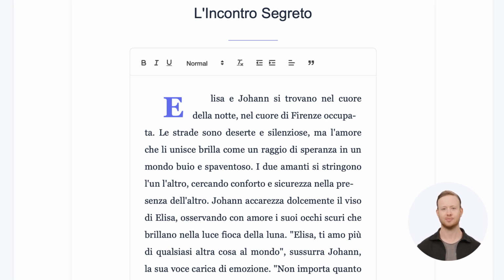A study conducted by Harvard University showed that readers are more likely to complete a book when chapters end with unresolved tension rather than with a clean closure.